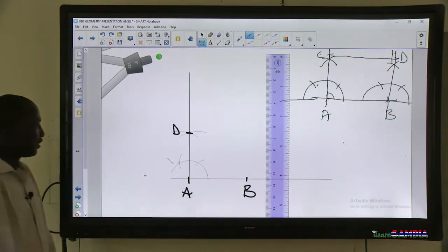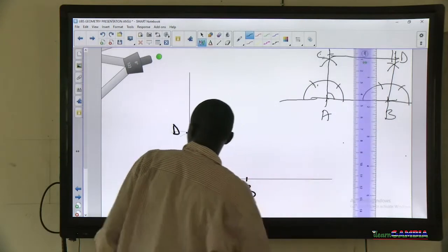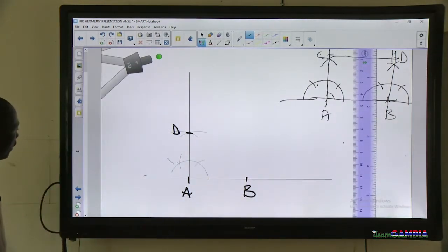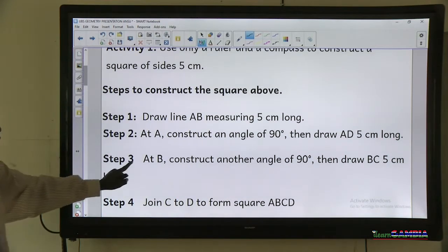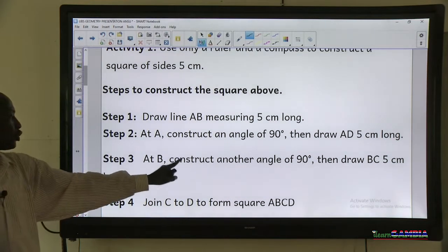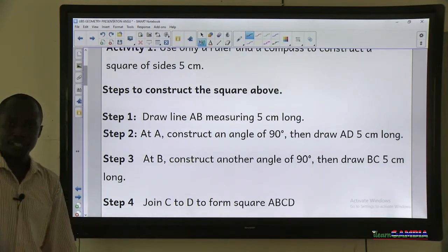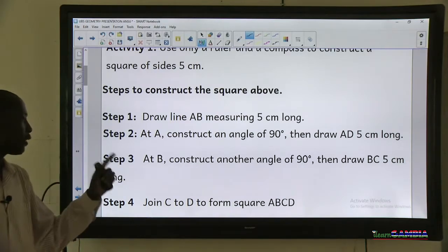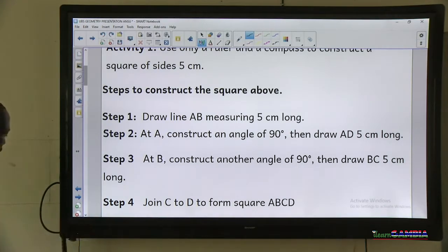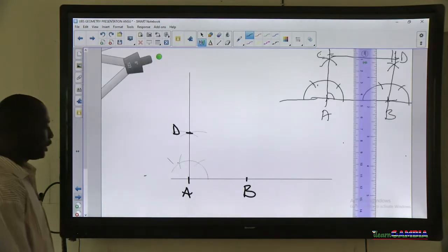What do we do again? We do the same thing. If you look at the steps, now step 3. Step 3 says, go to point B and construct another angle of 90 degrees. Then draw BC equals 5 centimeters long. So we will do the same at point B.